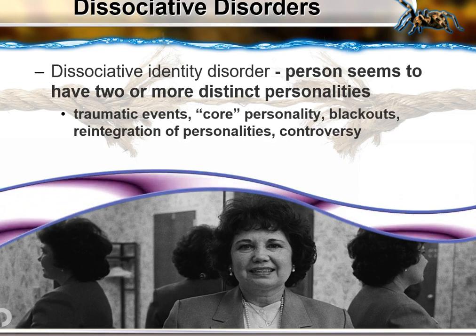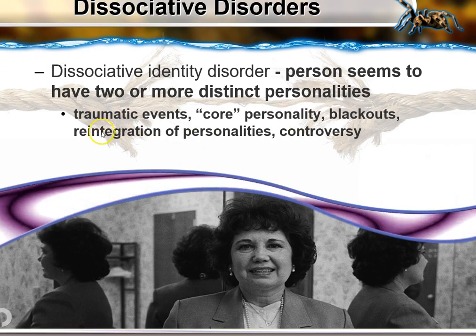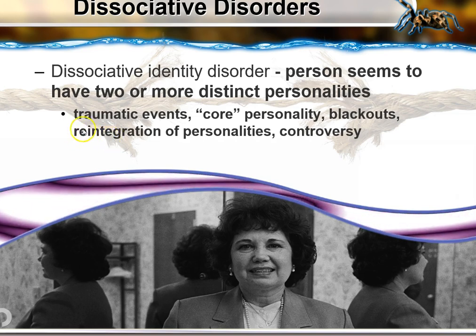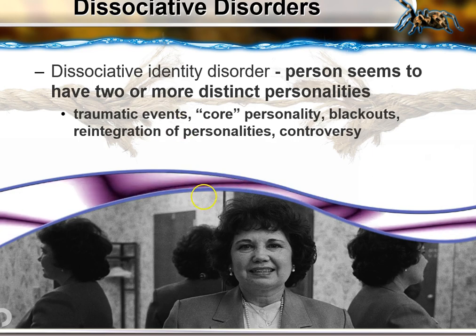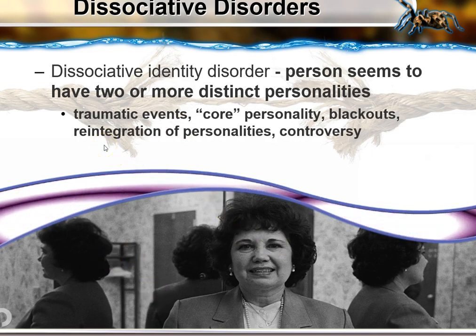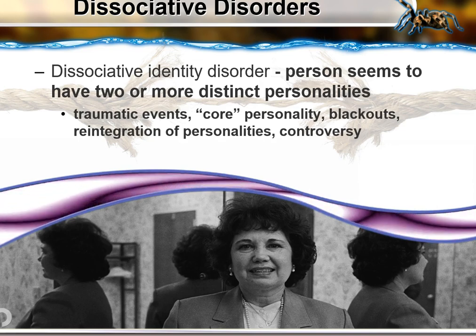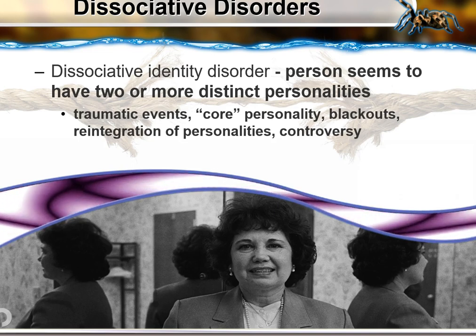A traumatic event or the core personality blackouts, and a person then may reintegrate personalities. However, this has been extremely controversial. This is a picture of a woman named Sybil, and when I was a kid in the 80s, there was a book by the same name, and Sybil became a household name. I can remember my mother talking about this.